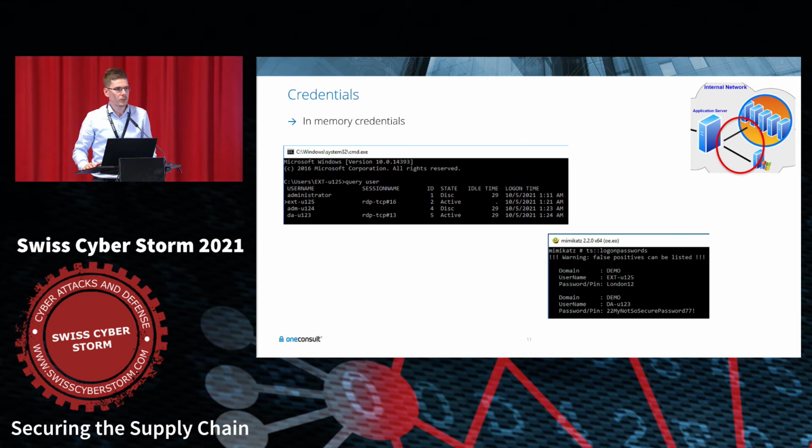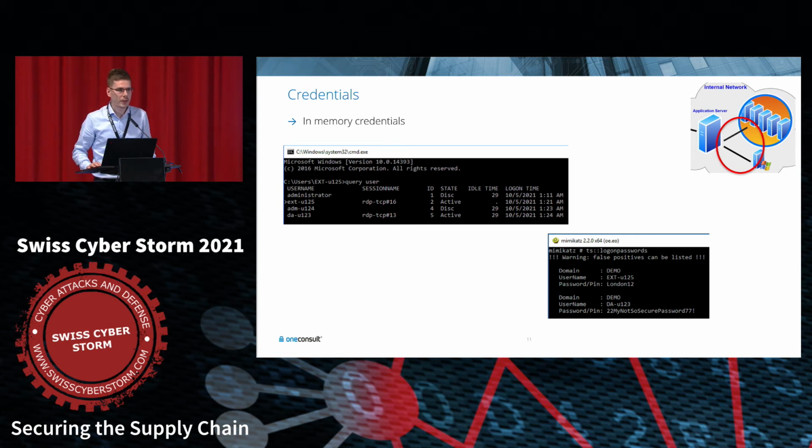Further, we have remote desktop processes that also hold passwords in memory. This is only the case when the current remote desktop session is active, meaning in the screenshot we can see sessions 2 and 5 are currently active. From these sessions we can also dump the clear text password with a tool called Mimikatz.